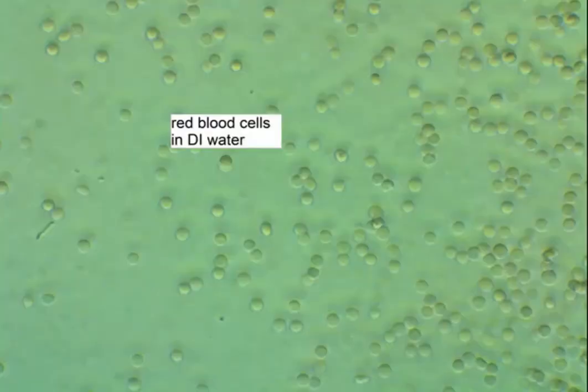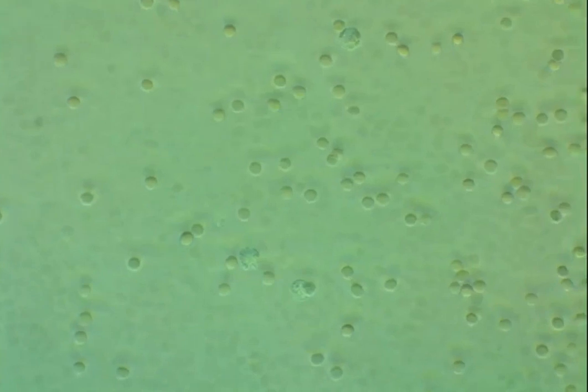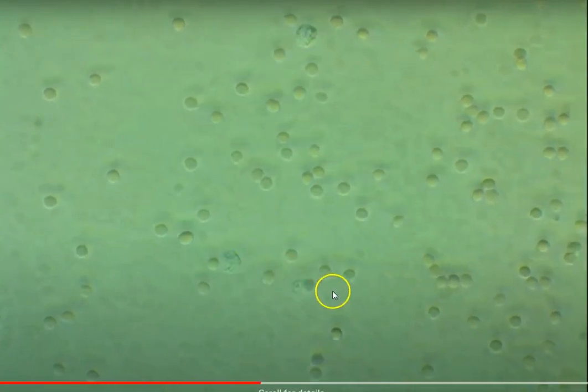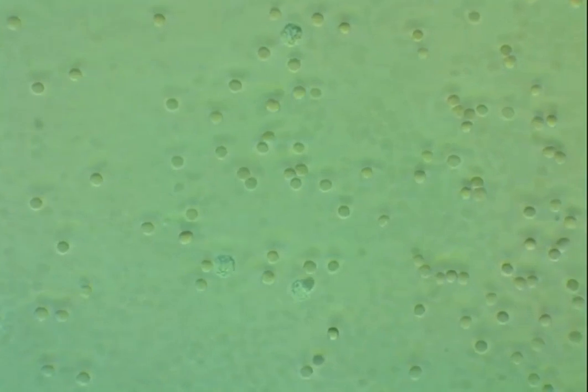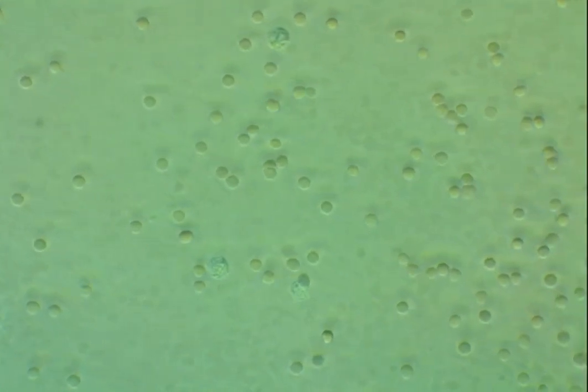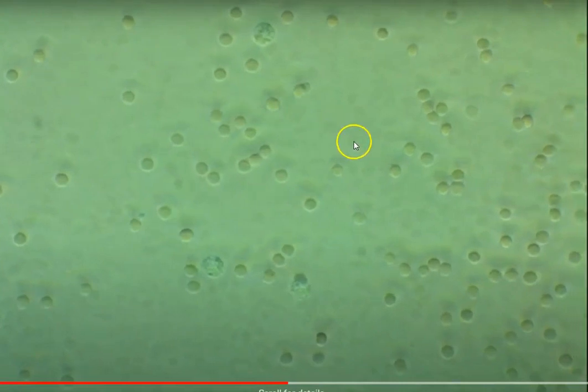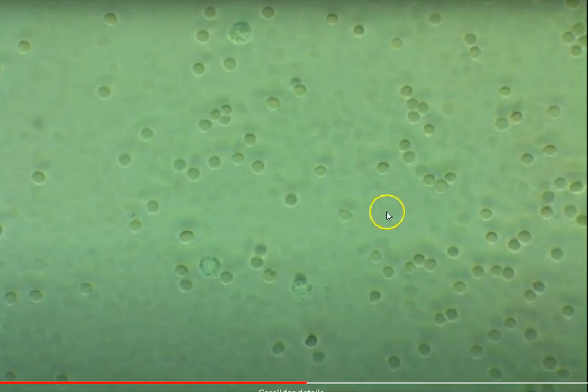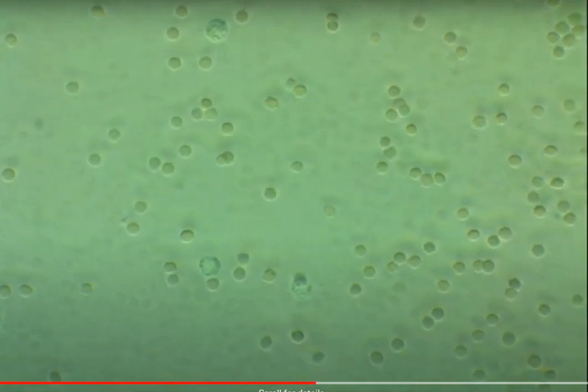This time we have red blood cells in distilled water. What can you now say about the shape of the red blood cells? And what can you say about the quantity of the red blood cells? We can even see some white blood cells floating around together with our red blood cells. What is the description for these kinds of red blood cells?